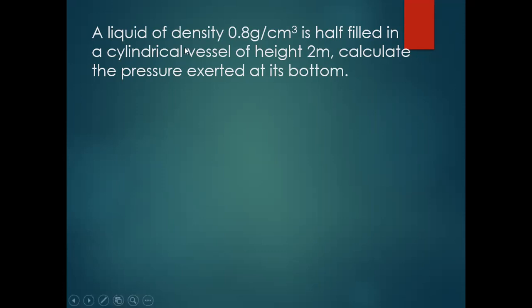For example, look here, the density of the liquid is given as 0.8 gram per centimeter cube. If you multiply it by 1000, then it becomes kg per meter cube. Height is given, acceleration due to gravity you know already. By applying the same formula as the previous one, you can find it. Can you find it now? Please try once.